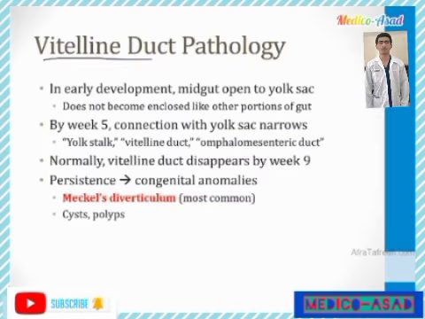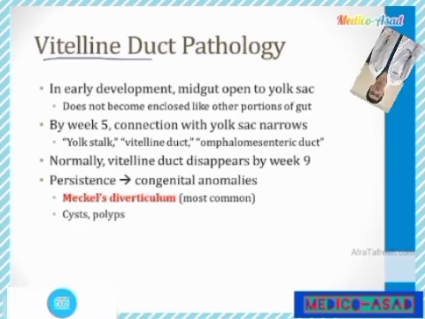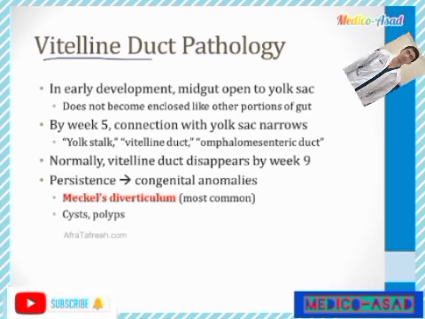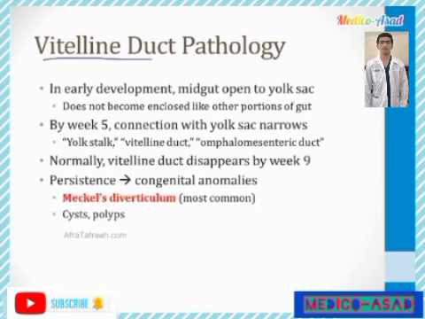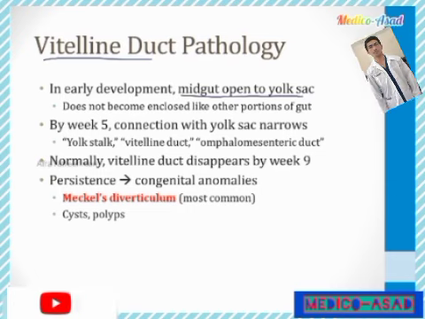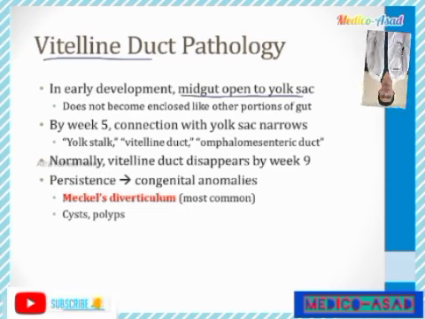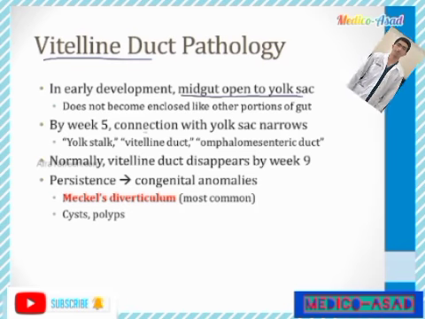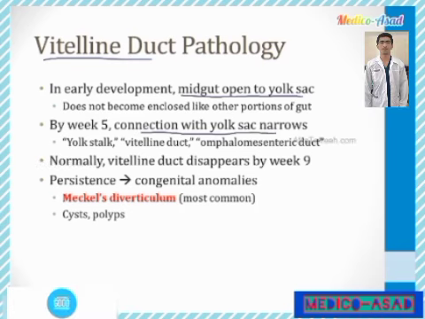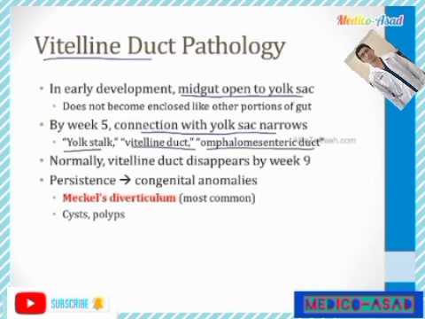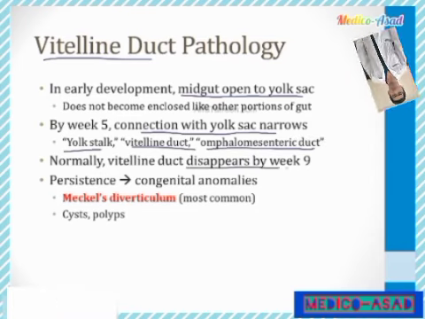Now let's talk about vitelline duct pathology. Recall before that I told you the vitelline duct is a remnant of the yolk sac. So you should know that in early development, the midgut retains its connection to the yolk sac. The hindgut and the foregut become enclosed tubes, but the midgut stays connected to the yolk sac. By week 5, the connection with the yolk sac starts to narrow, and this narrowing is called the vitelline duct. It's sometimes also called the yolk stalk or the omphalomesenteric duct. And normally it will disappear by about week 9.